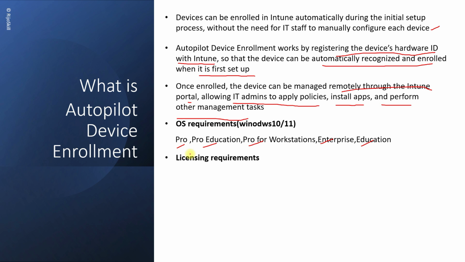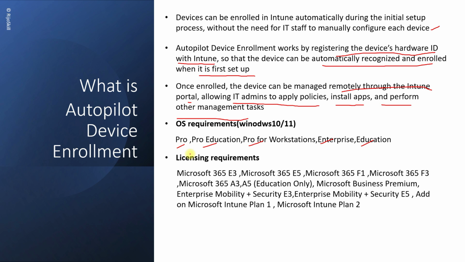So what is the license requirement? Microsoft 365 E3, E5, F1, F3, Education A3, A5, Microsoft Business Premium, Enterprise Mobility + Security E3 and Enterprise Mobility + Security E5, and Microsoft Intune add-on Plan 1 and Plan 2. All these licenses are supported for Autopilot device enrollment.